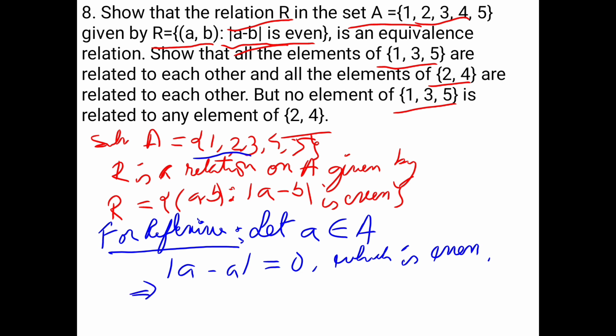This implies A is related to A. When A is any element of set A, it is related to itself: 1 is related to 1, 2 to 2, 3 to 3, 4 to 4 and 5 is related to 5. So every element is related to itself. This implies R is reflexive.